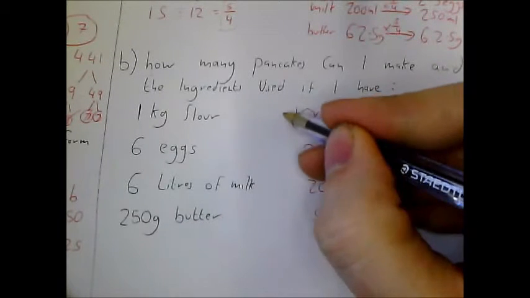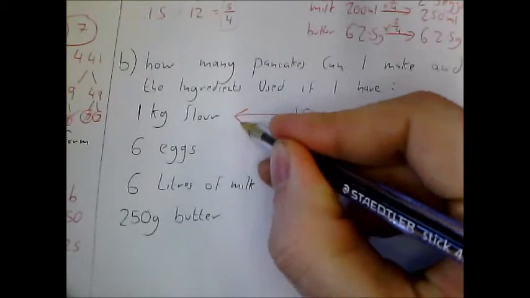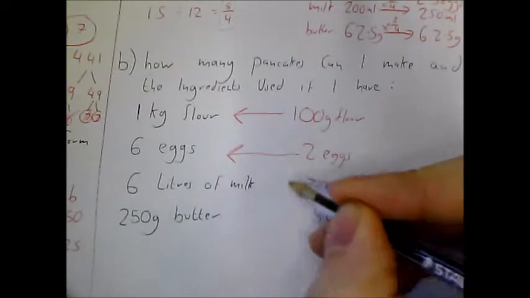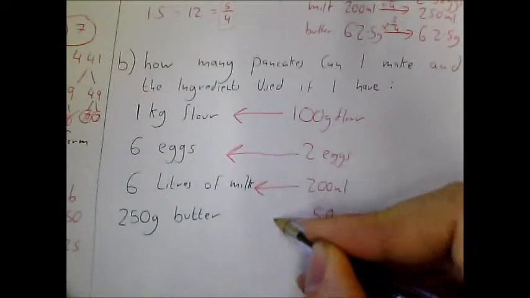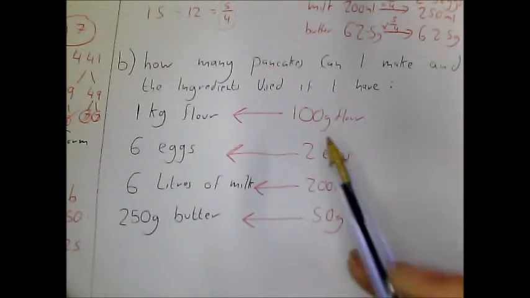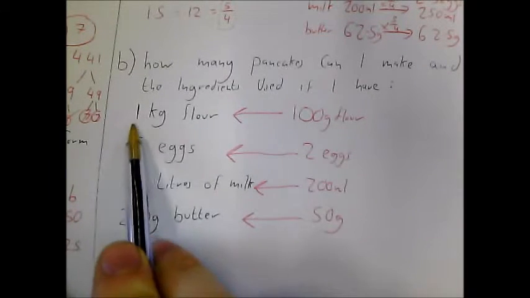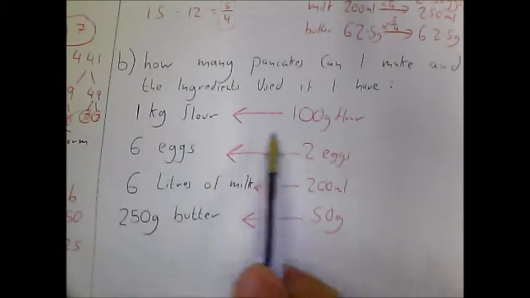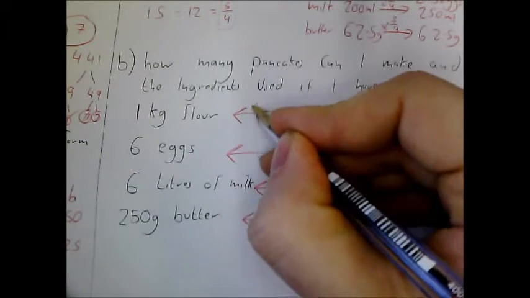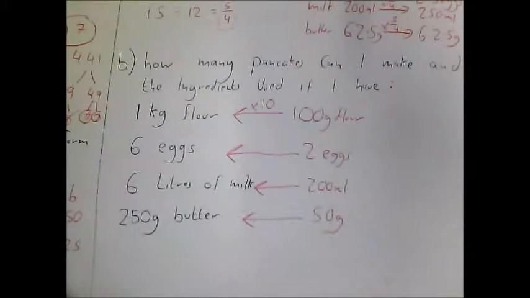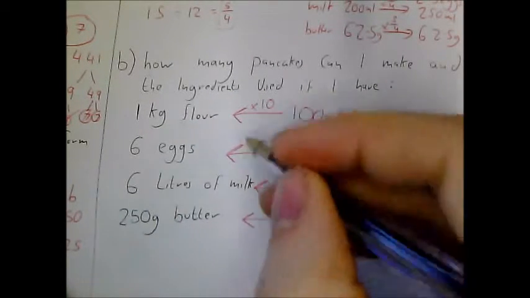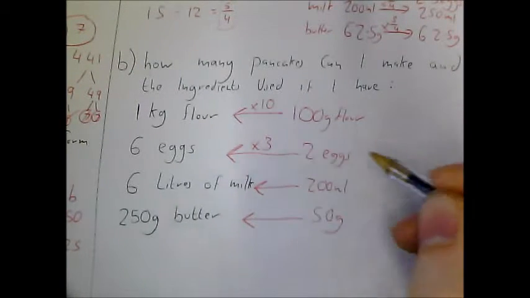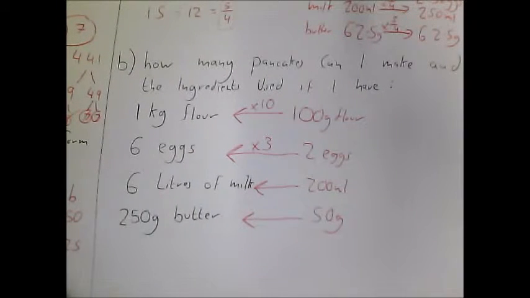So now I'm going to see what I need to multiply each of these numbers by to get these numbers. Okay, so 100 grams in 1 kilogram. You know that 1 kilogram is 1,000 grams. So basically I need to multiply this by 10 to get that to 1,000. Okay, for 2 to 6, I need to multiply that by 3, because 3 times 2 is 6.